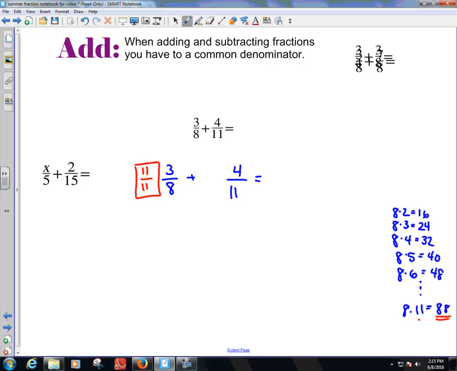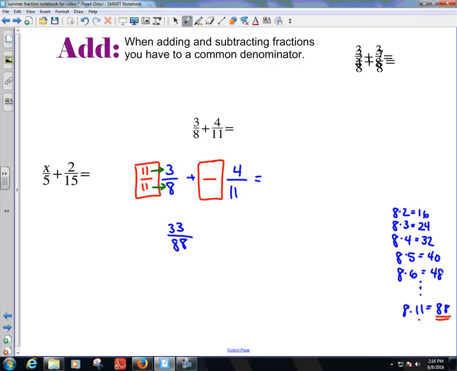All right, so I multiply straight across the top, I multiply straight across the bottom. 11 times 3 is 33. 11 times 8 is 88. Okay, we're good to go there. Let's start working on 4 over 11. So now I need to figure out what I'm going to multiply 4 over 11 by in order to get the denominator to be 88.